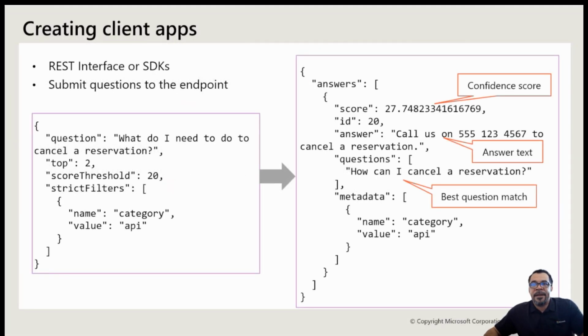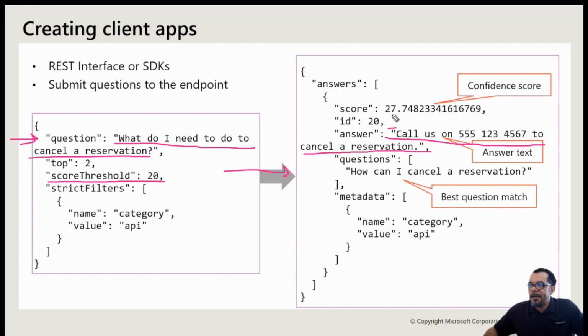So let's take a look at an example of how this would work from a client app perspective. So in here, we're going to generate a request. And the question in this case would be, what do I need to do to cancel a reservation? So in this case here, we're looking for a request. So we look at our overall score threshold, and then it provides an answer for us. The answer in this case would be, okay, the response is call us at 555-123-4567 to cancel your reservation.